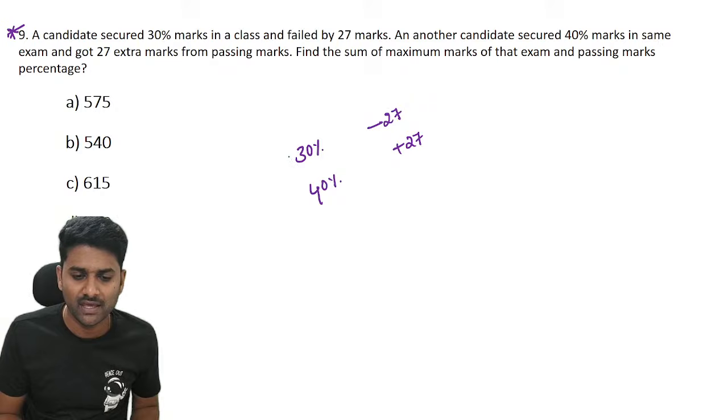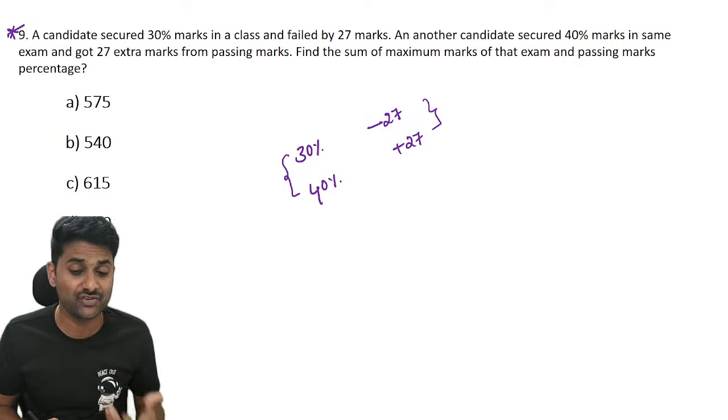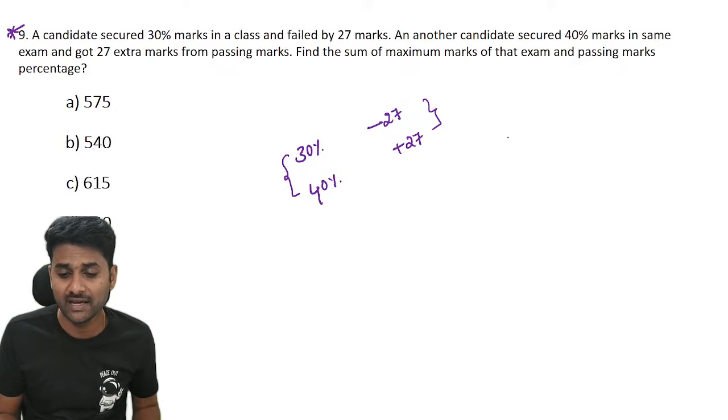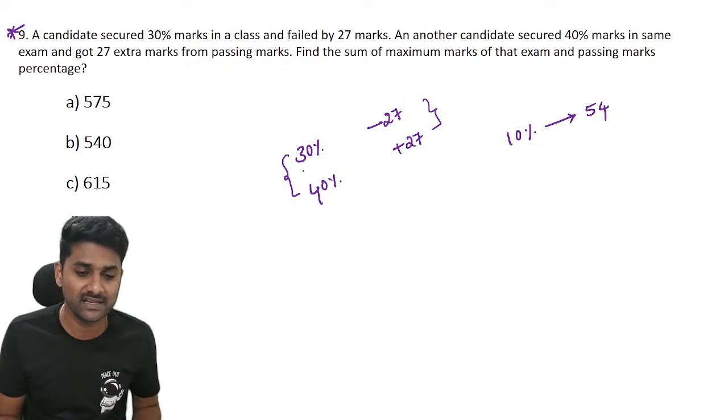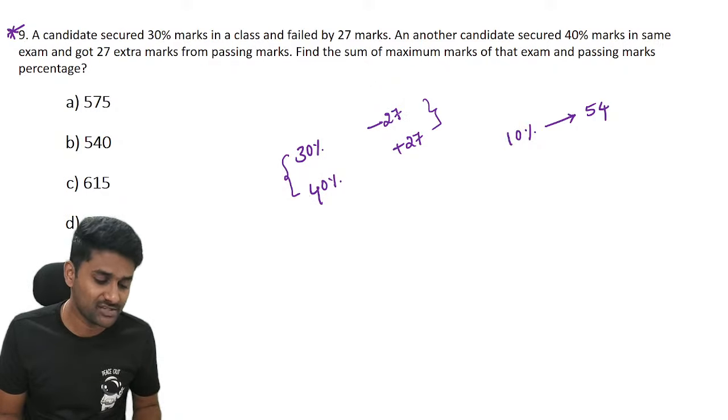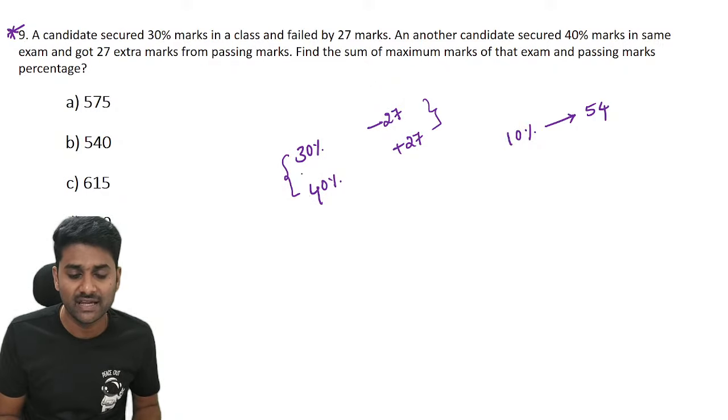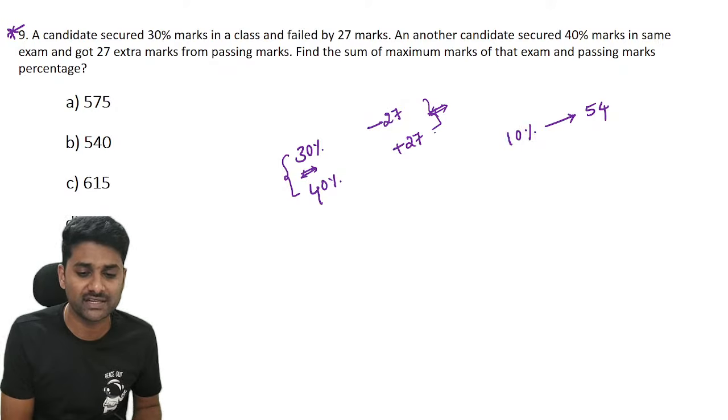Now see, if 30% becomes 40%, that is the reason minus 27 becomes plus 27, right? It means here 10% score is exactly equal to 54. You should understand: when it increases by 10%, minus 27 becomes plus 27, which means 54 units are increased.